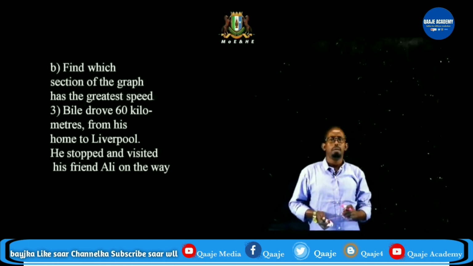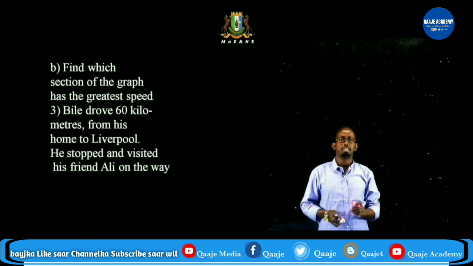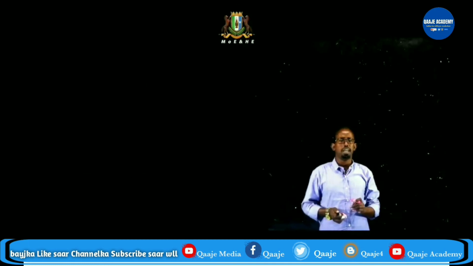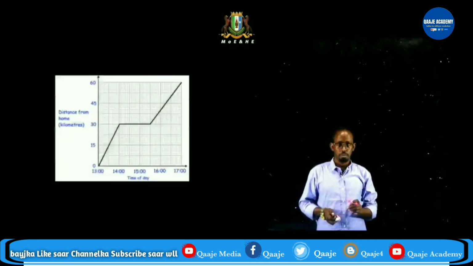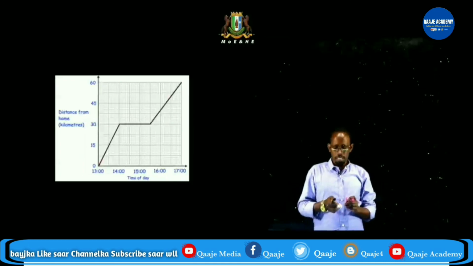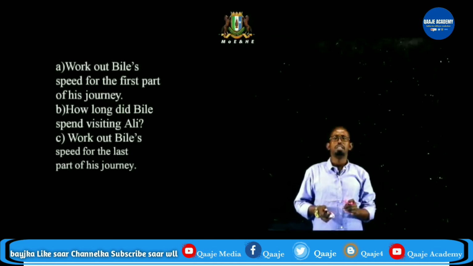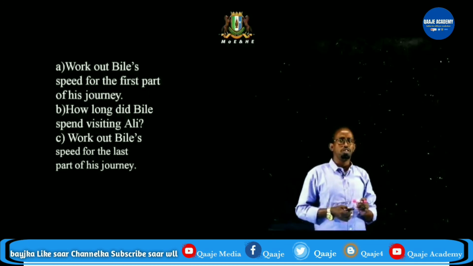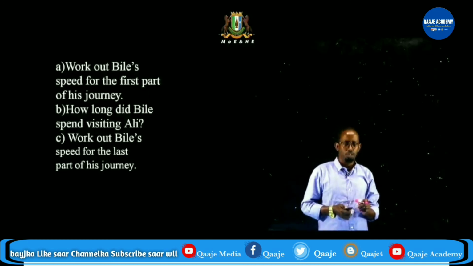Question number 3. Billy drove 60 kilometers from his home to Liverpool. He stopped and visited his friend Ali on the way. So that is the graph for Billy. And then you are asked, question number 1 reads, work out Billy's speed for the first part of his journey.